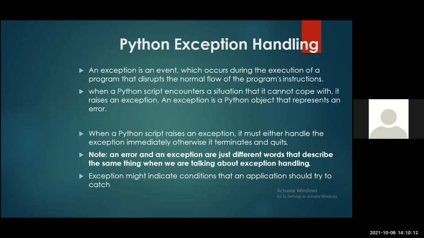So when a Python script encounters a situation that is out of the ordinary, which it cannot cope with, it raises an exception. This is now an object that represents an error. You can have many different kinds of errors, but for me, according to our understanding, an error and an exception are just different words that describe the same thing.